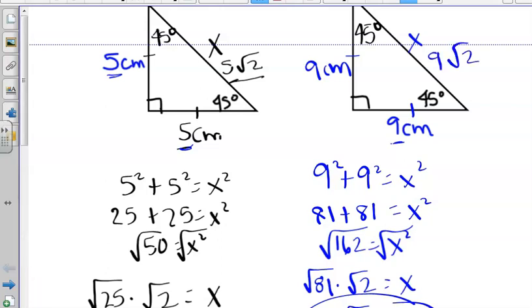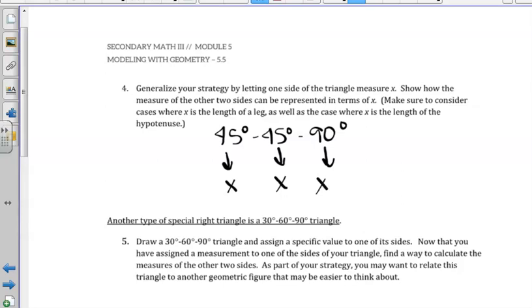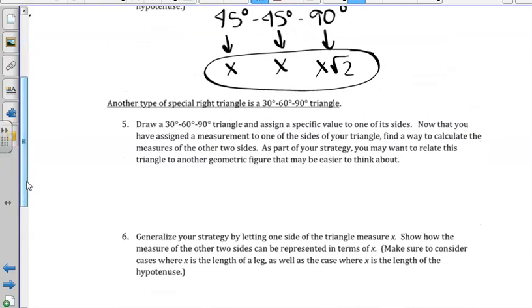So let's summarize this finding. In a 45-degree, 45-degree, 90-degree triangle, the legs have a length of x, and the hypotenuse, or the side opposite the 90 degrees, is always x root 2. This relationship is important. You can use this relationship to figure out any side lengths in a 45-45-90 triangle without having to use the Pythagorean theorem. We then went on to another special right triangle, a 30-degree, 60-degree, 90-degree triangle.